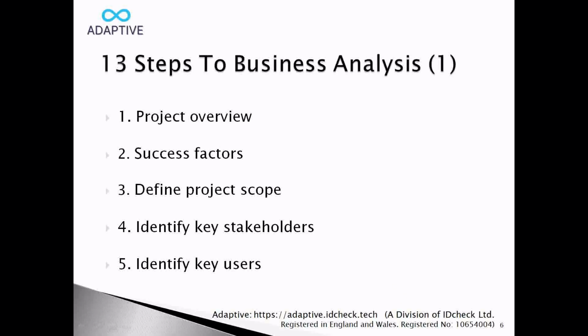Next, identify key stakeholders. First, clarify who the project sponsor is, the person with the final say on including or excluding requirements. This could be a client or a senior member of staff. There may be multiple stakeholders. Make sure you get a list of all the key decision makers involved in the project.